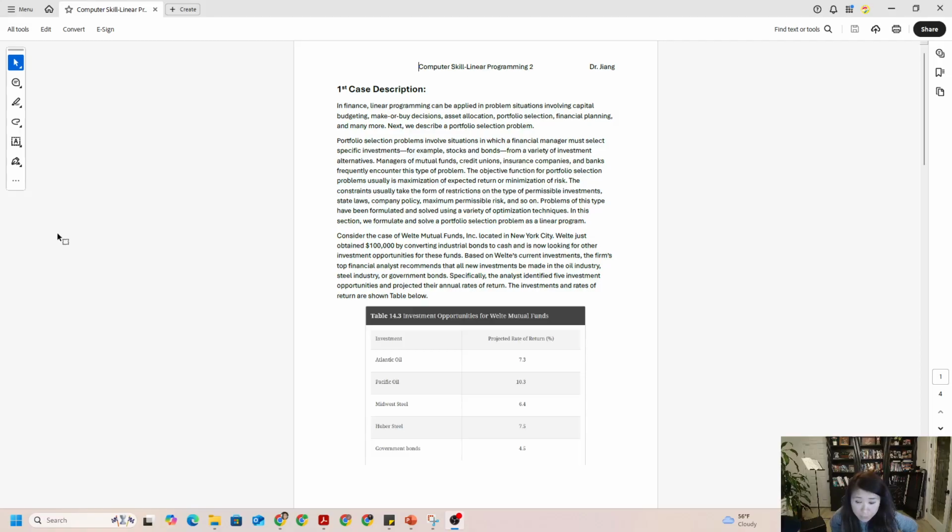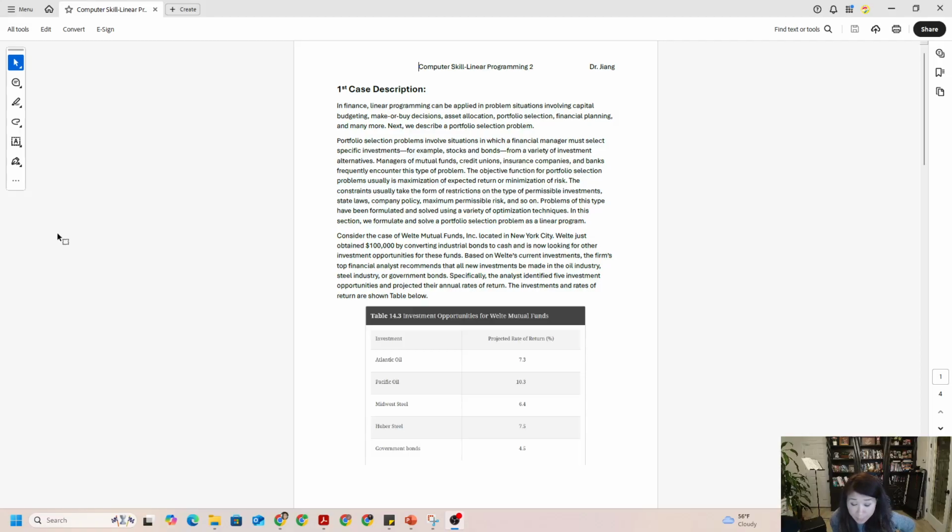Based on the wealth of current investments, the firm's top financial analysts recommend that all new investment be made in the oil industry, steel industry, or government bonds. So they have some limitation on the industries they want to invest in. Specifically, the analysts identify 5 investment opportunities and project their annual rates of return. The investments and the rates of return are in the table below.